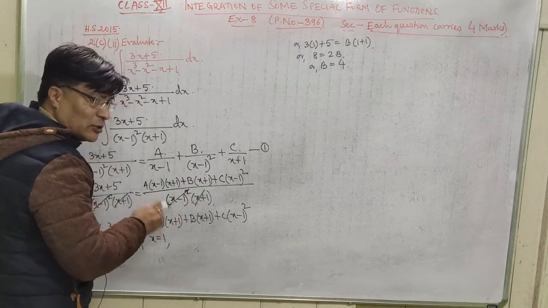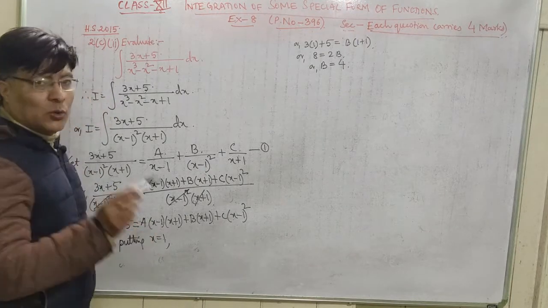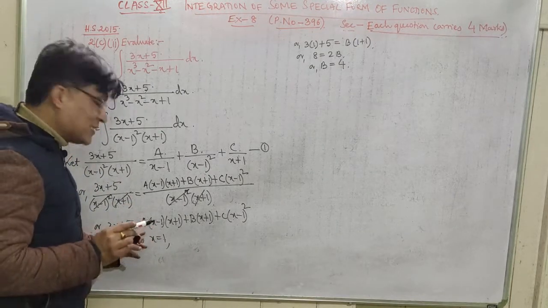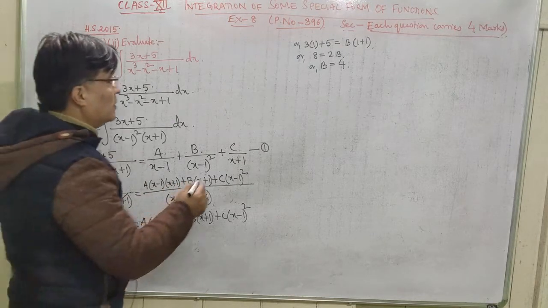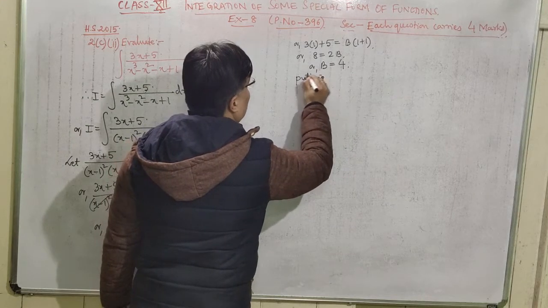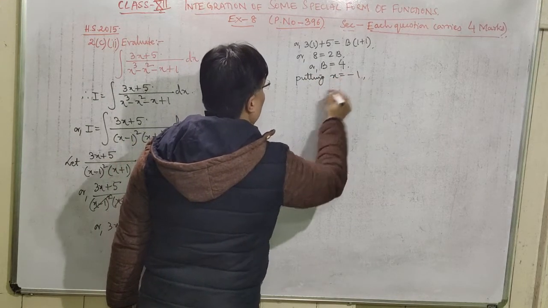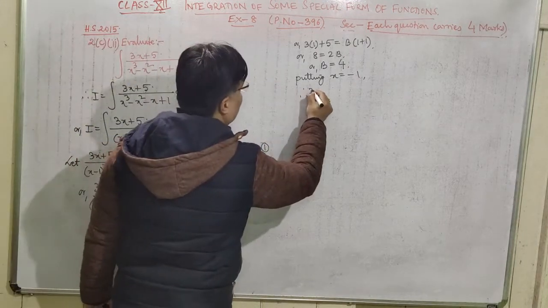Now let us put x is equal to minus 1, not 1, because we have already put x is equal to 1 here. So let's see what happens. Putting x is equal to minus 1, this will be 3 into minus 1 plus 5.